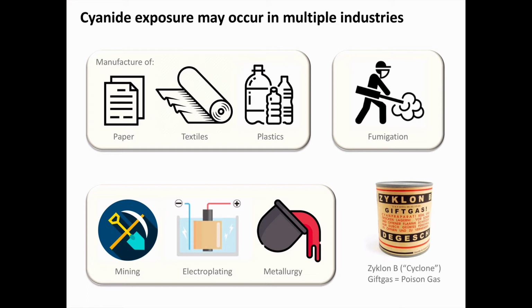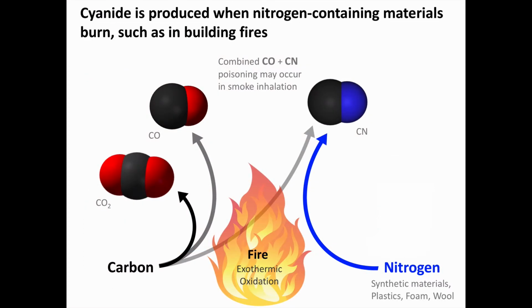It was initially created before the war for commercial purposes as a fumigant and marketed like a cyclone that would rid your house of bugs. A more common mechanism of exposure to cyanide comes from smoke inhalation. Cyanide is produced when nitrogen-containing materials burn, such as in building fires.